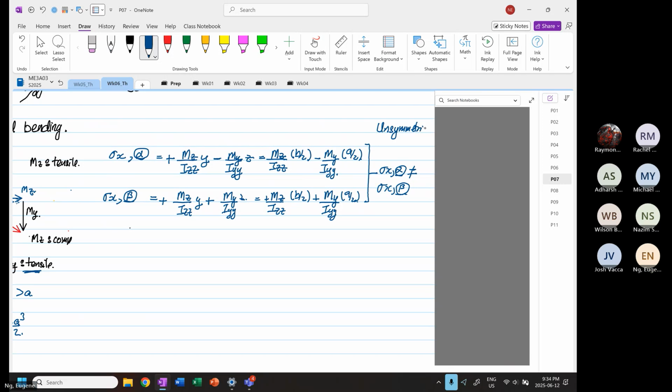Unsymmetrical bending. Remember, I told you guys it's all about what? Stress field. Nothing to do with the geometry, nothing to do with the loading condition. It's all based on the stress field, as you can see. So I'm going to do the next two.